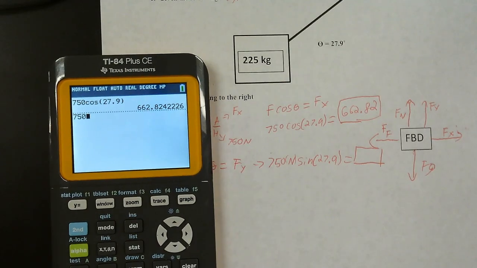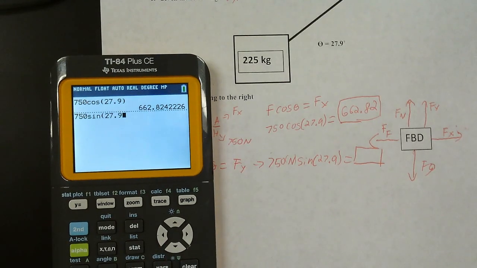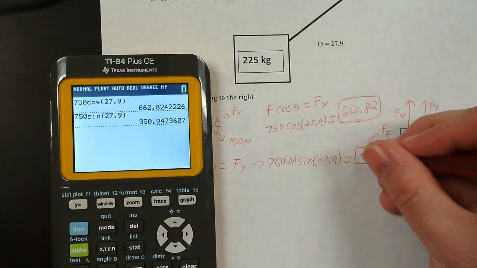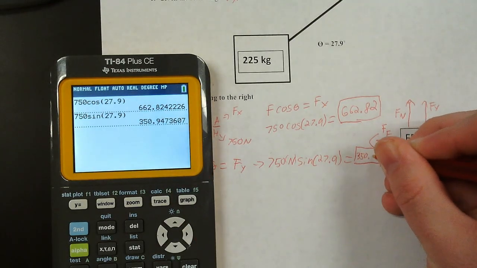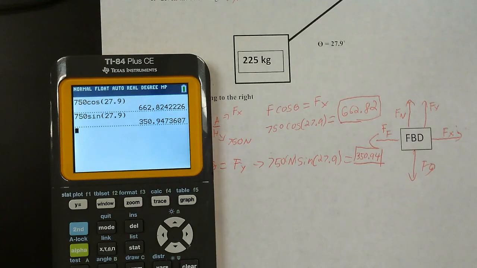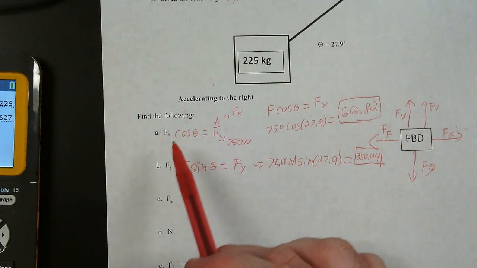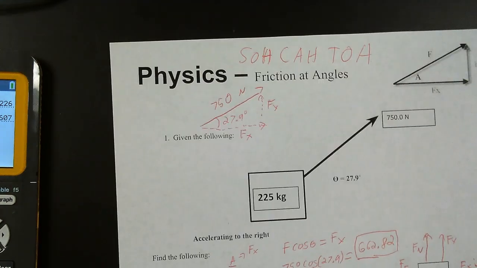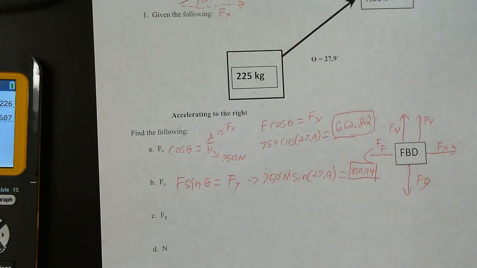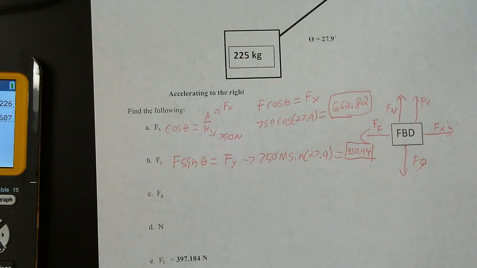So 750 sine 27.9, 350.94. There is my Fy. So again, we have found Fx and Fy by using our trig. We used cosine for x, we used sine for y. Again, this is stuff we have done before. Same exact process. Alright, so I found those two easily enough.